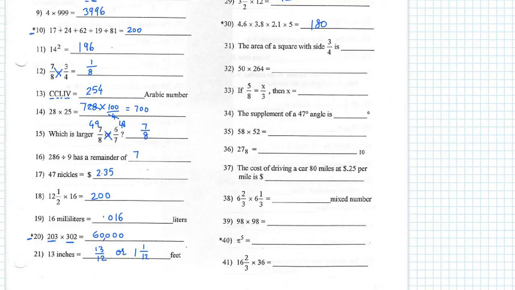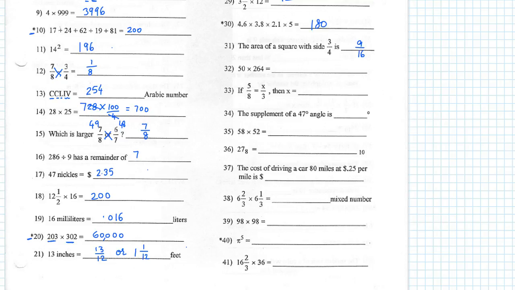Question 31, the area of a square with side 3/4 is how much? So the area of a square is nothing but the square of its side. So if the side is 3/4, the area will be 3/4 times 3/4, so that's 9 over 16.